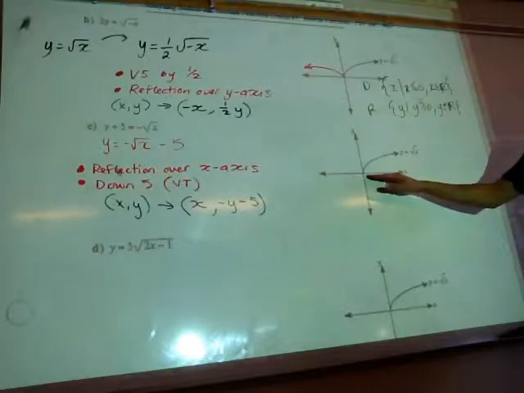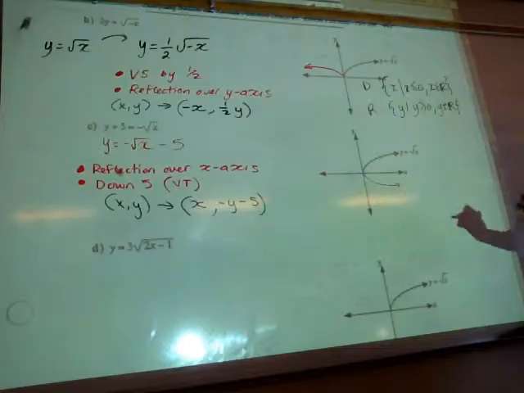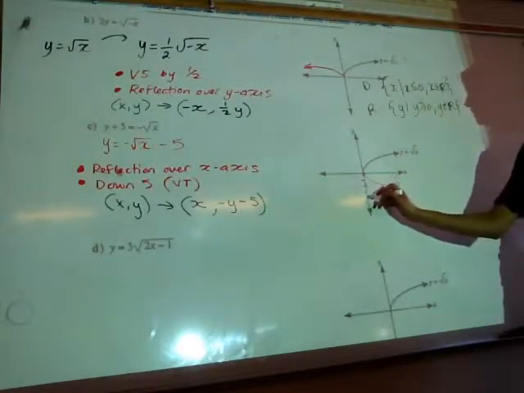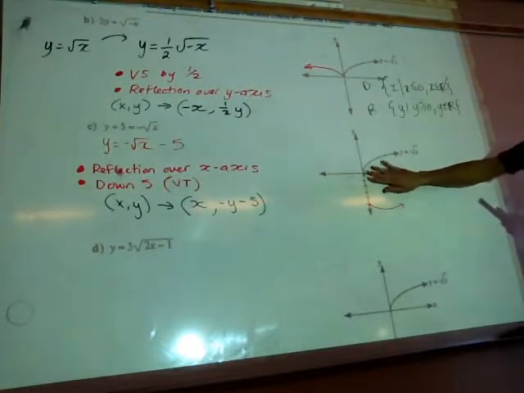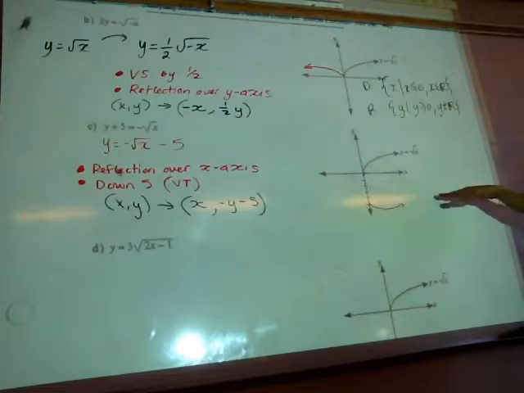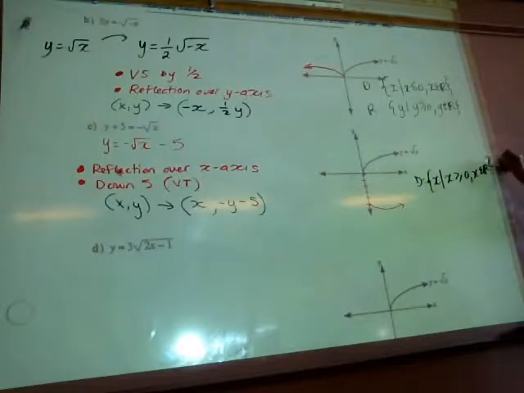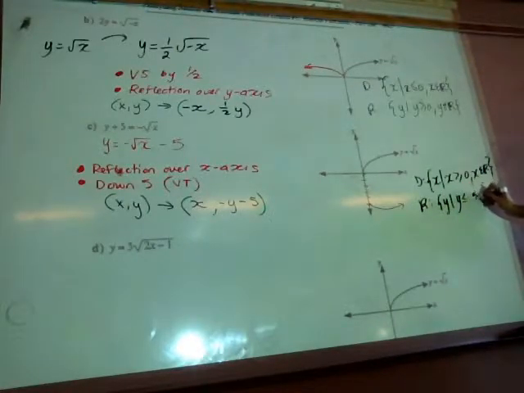So reflection over the x-axis comes first, and then we translate. So if I were to reflect over the x-axis, this would be my shape, but then I've got to move this down 1, 2, 3, 4, 5 spaces. So there's my new function. Domain stayed the same. X is greater than or equal to 0. And our range will be y is less than or equal to negative 5.